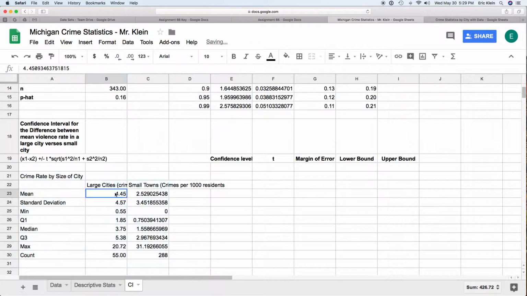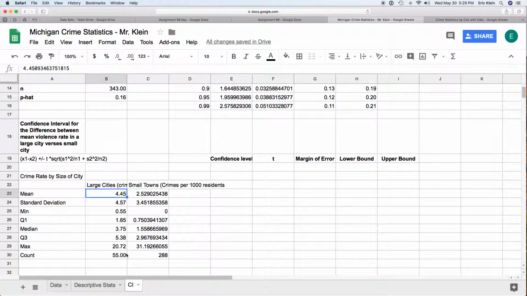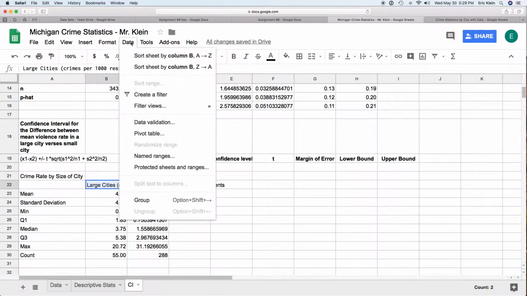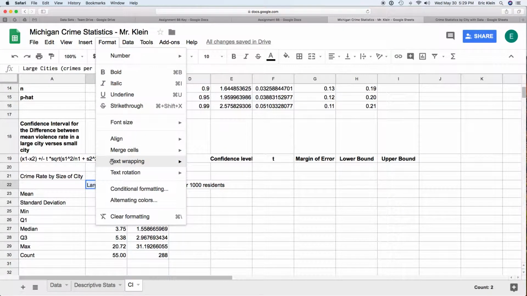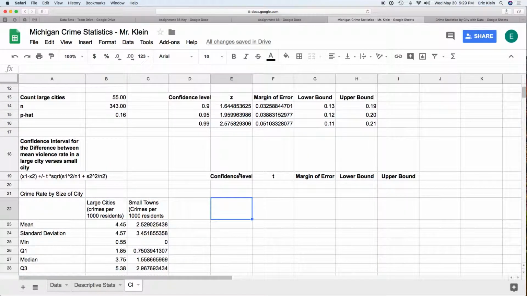What that does is when I click on this number, rather than seeing a formula like we do right here for the 4.45, we just see the actual number itself. Okay? I'm going to format text wrap. Beautiful. All right. Now for our confidence interval, we've got these same three values from above.